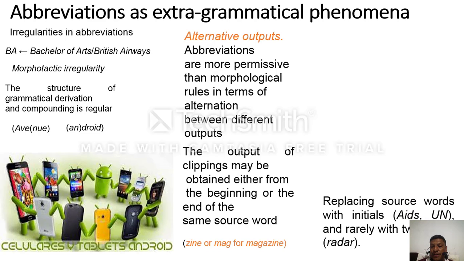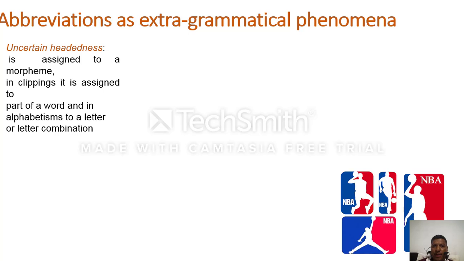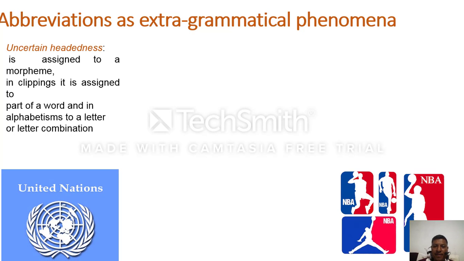Replacing several words with initial I, UN, and real with two letters rather, NBA. For example, abbreviation and extra-grammatical phoneme. Uncertain healings is assigned a morpheme in glyphene, assigned to the power and alphabetics of letter or letter combinations. UN, United Nations.